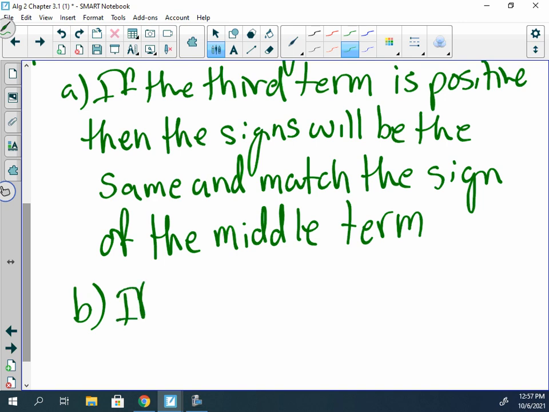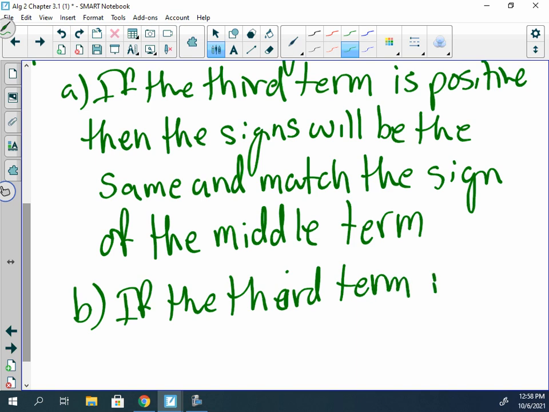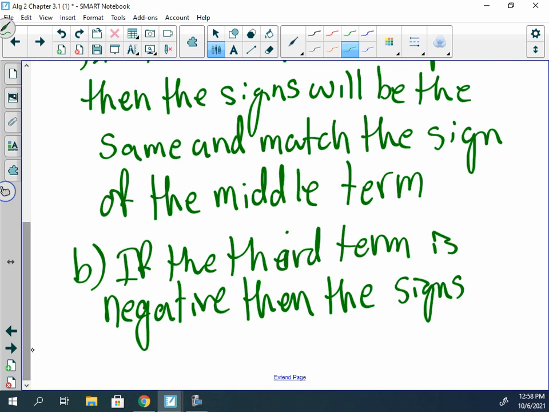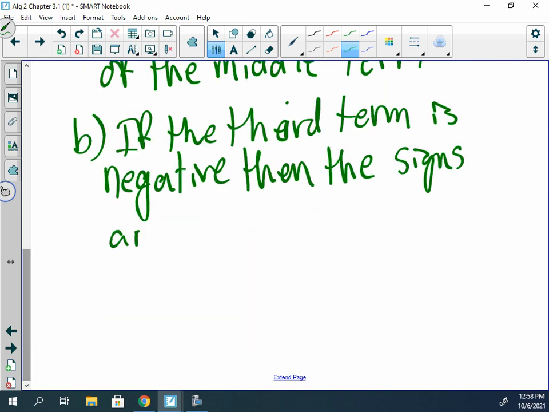B, if the third term is negative, then the signs, scroll down, are opposite. If the third term is negative, then the signs are opposite.